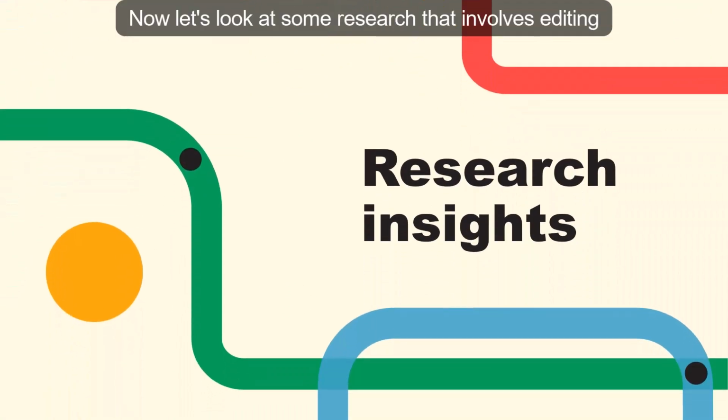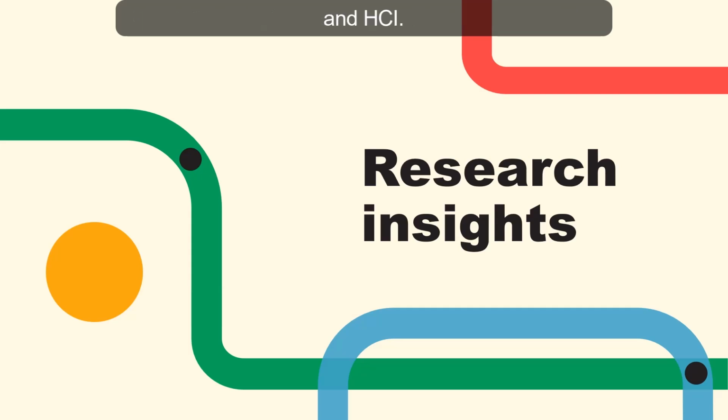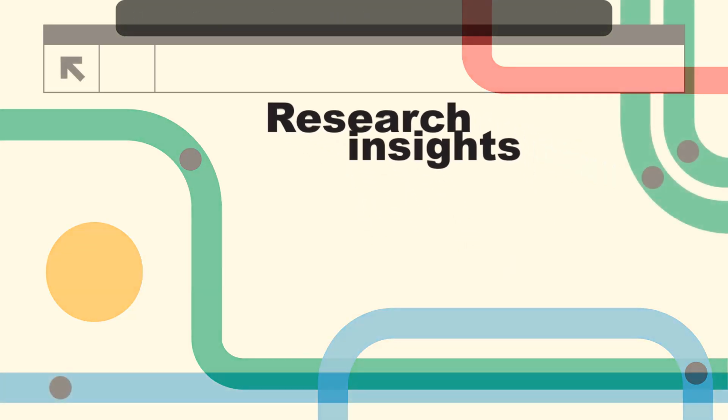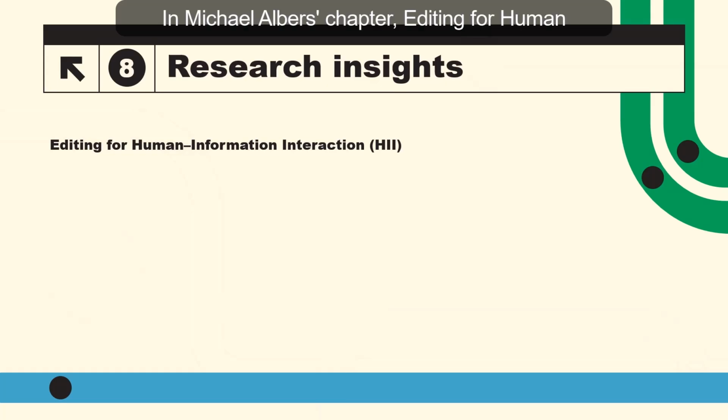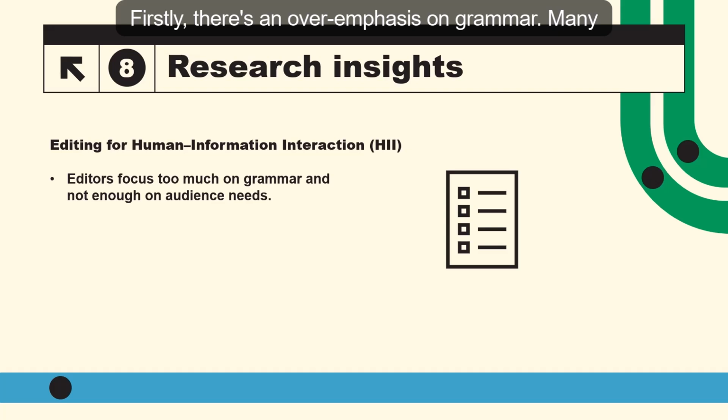Now let's look at some research that involves editing and HCI. In Michael Alber's chapter, Editing for Human Information Interaction from Editing in the Modern Classroom, he examined how graduate students approach technical editing. His findings stressed several issues for editors to focus on when incorporating HCI. Firstly, there's an overemphasis on grammar. Many editors focus too much on surface-level corrections rather than audience needs.